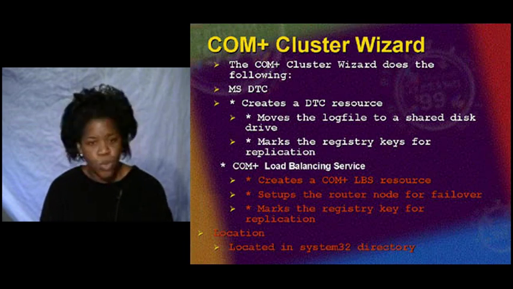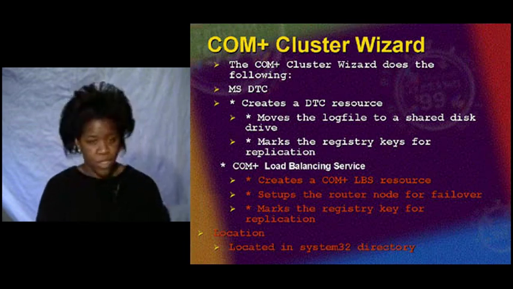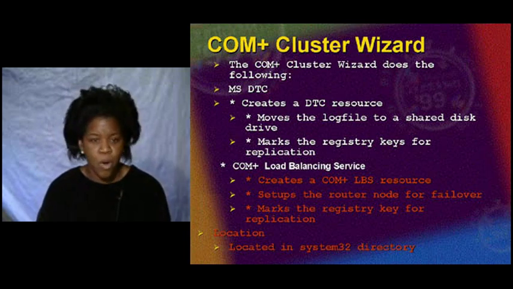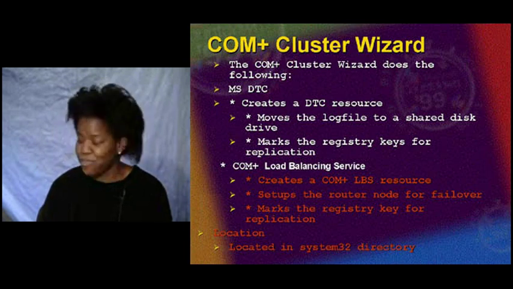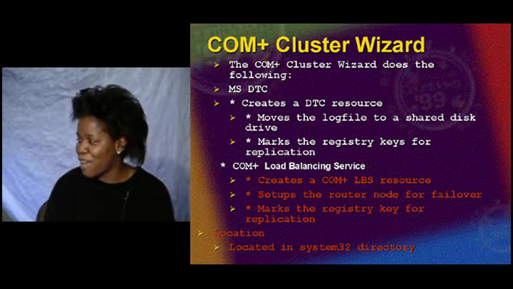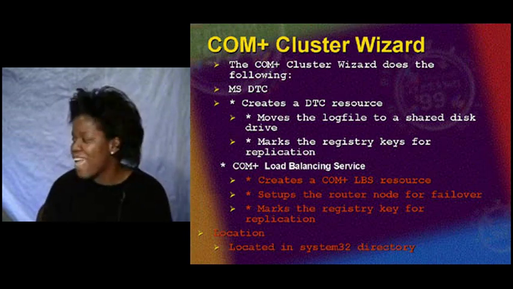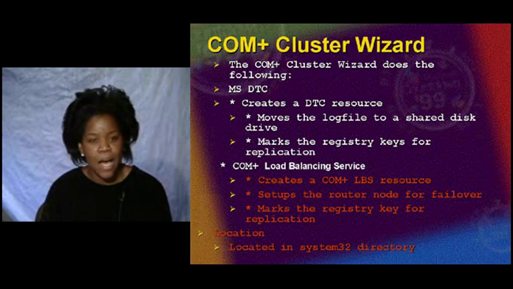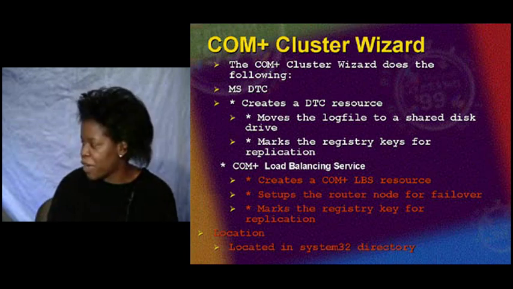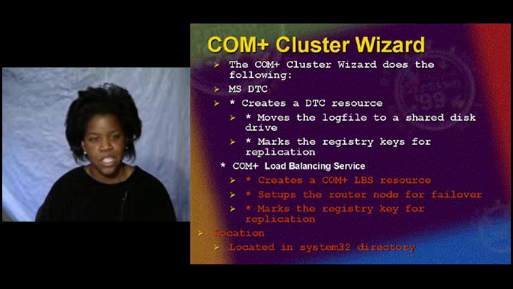It also moves the log file to a shared disk on the cluster, on the quorum disk, as well as marks the necessary registry keys, which tell you where you can find, for instance, the registry. In addition, we will have the COM+ load balancing service, and we will be marking that also as a cluster resource, and it sets up the router node for failure, and again marks the appropriate registry keys.